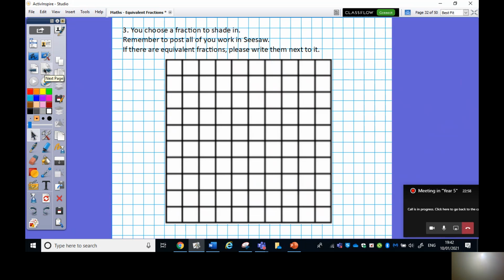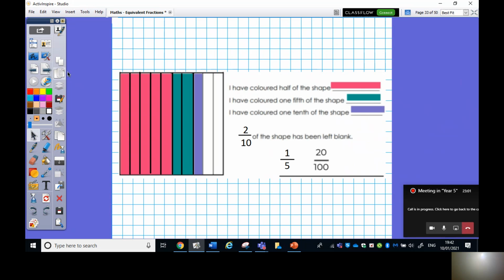So you've finished, welcome back. Let's go through them. Right, so we've coloured half of the shape. That should be 5 strips. We have coloured in pink, or perhaps a different colour that you've chosen. We've coloured 1/5 of the shape, so that should be 2 strips in another colour, and then 1/10, so that should be 1 strip here. You have 2/10 left blank, and that's the equivalent of 1/5 or 20 hundredths.